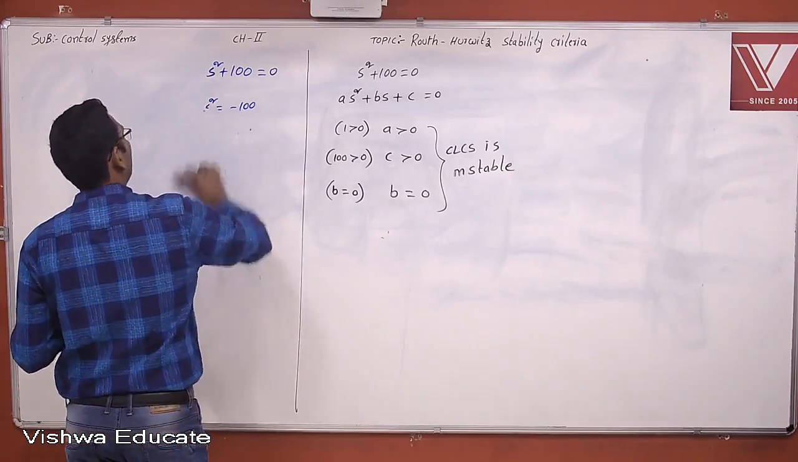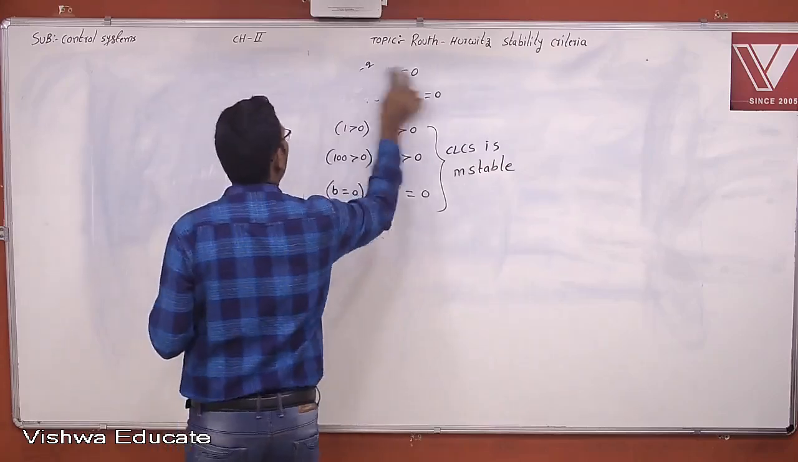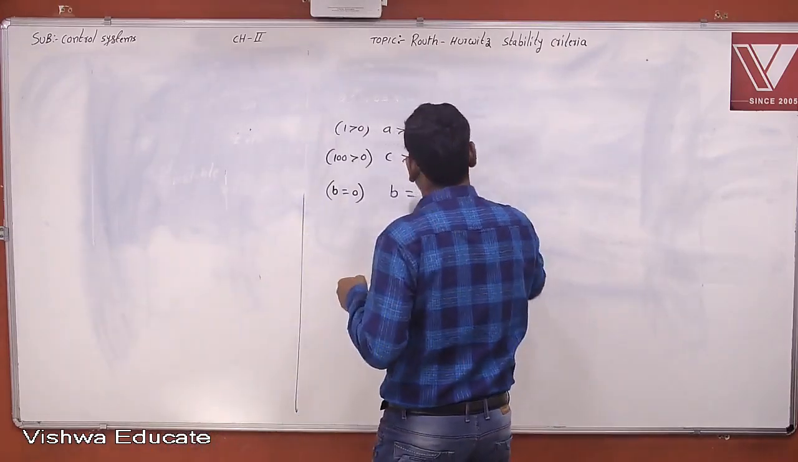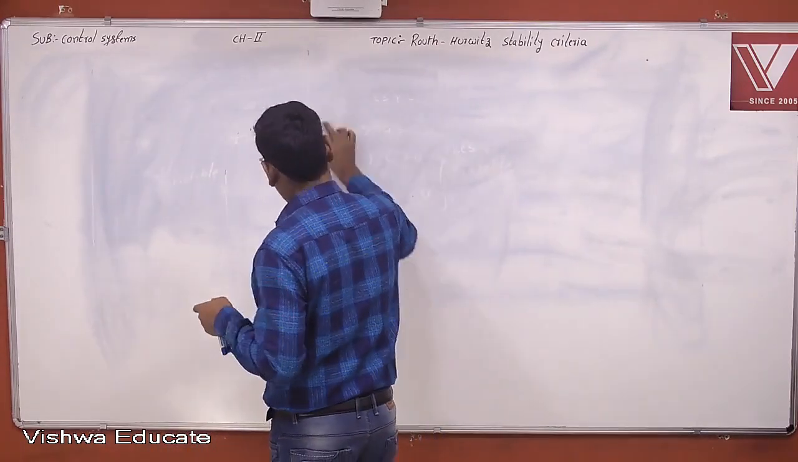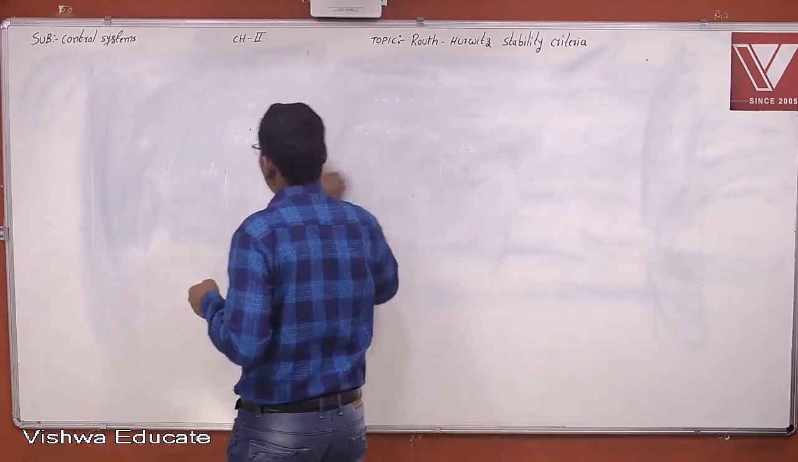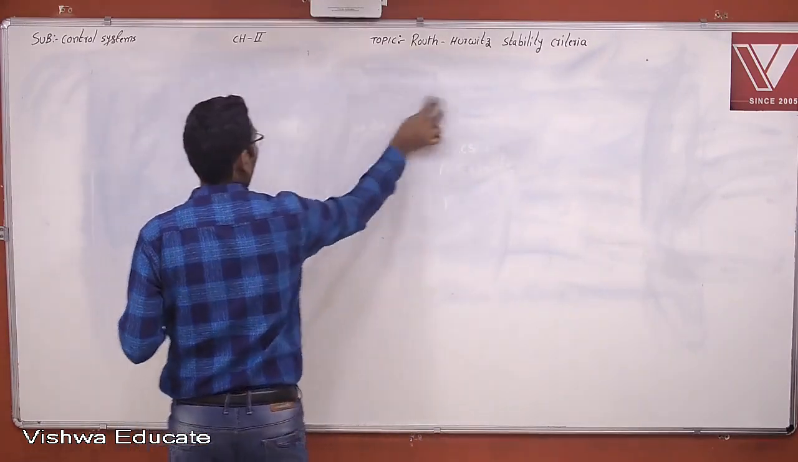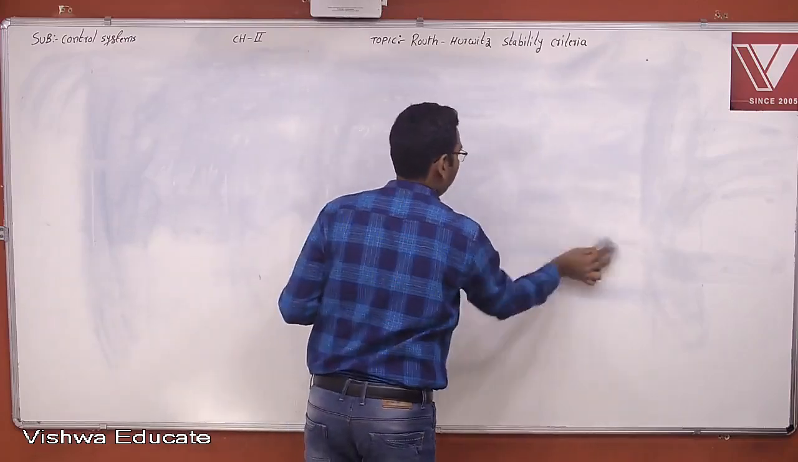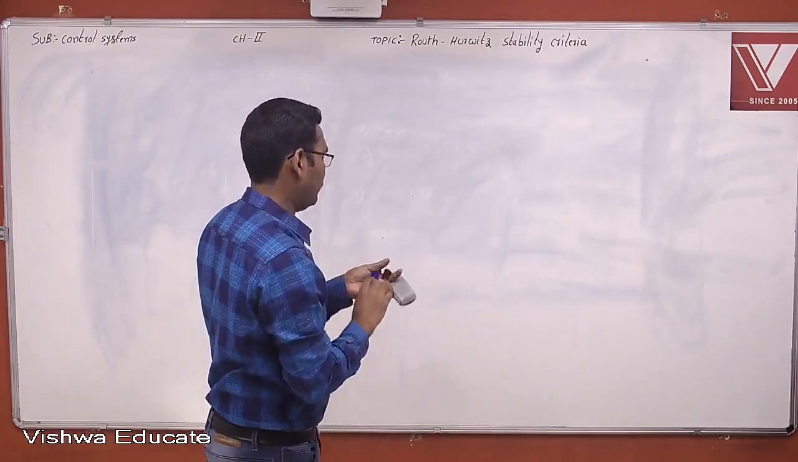Now we'll use it from the third order, such that you have the RH tabular form and all the analysis comes into the picture. Now we'll take one question.